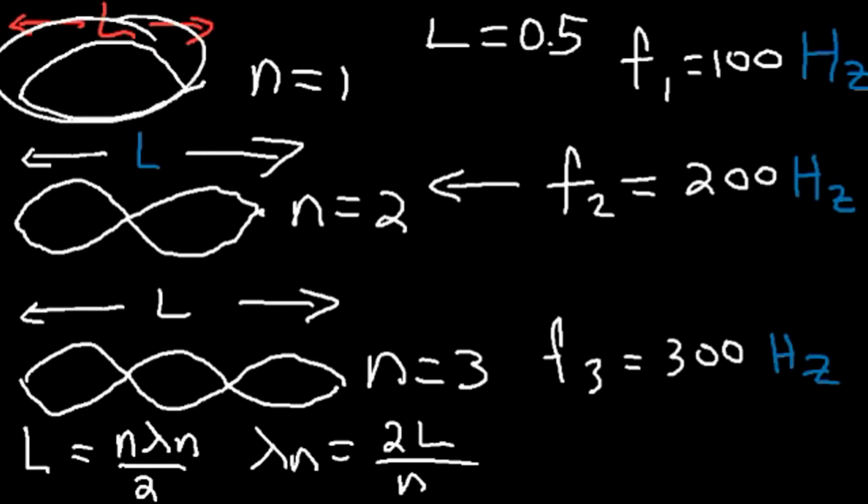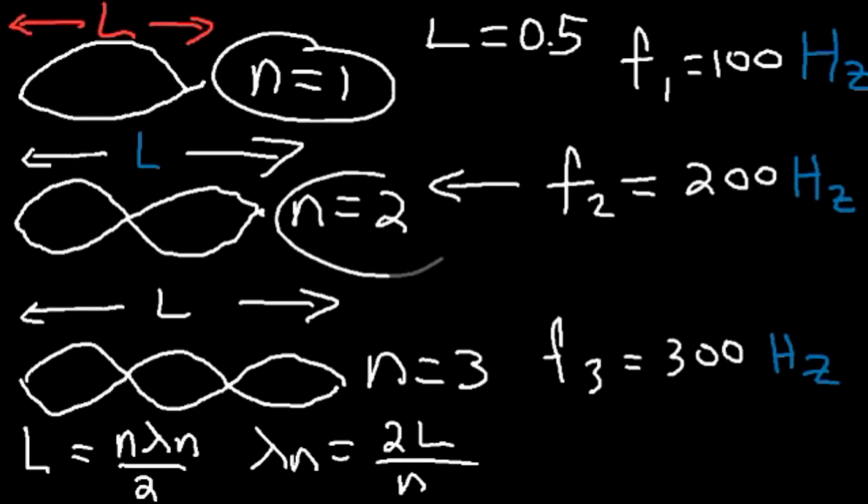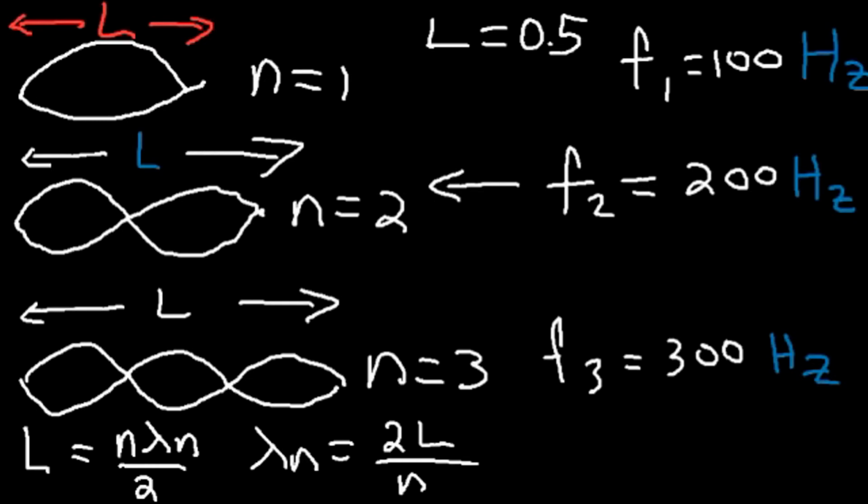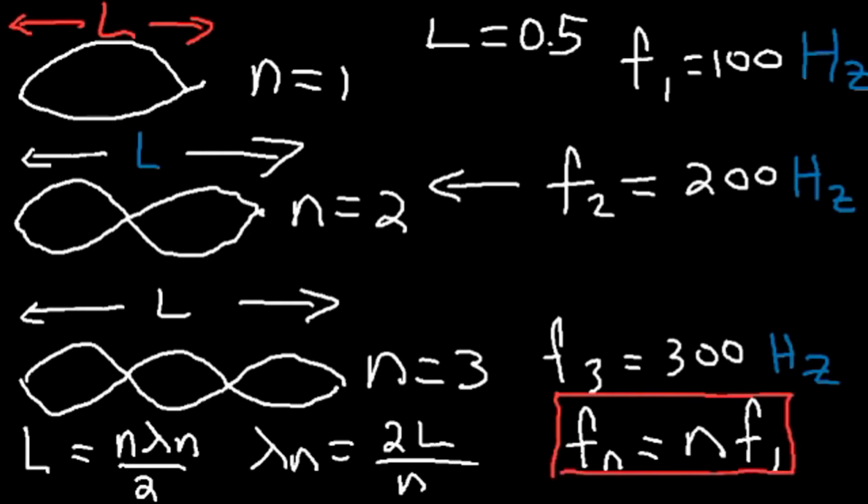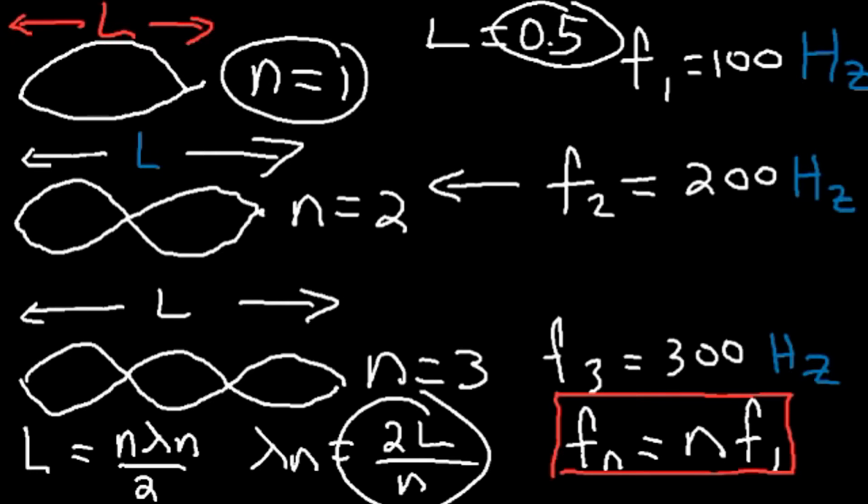So as you can see, as the number of standing waves increases, the frequency increases. So the frequency is proportional to the n value. The frequency Fn is simply n times F1, the fundamental frequency. The wavelength is 2L over n. So 2 times 0.5, which is 1. And when n is 1, the wavelength is going to be 1. So the wavelength that corresponds to the first standing wave pattern is 1 meter.